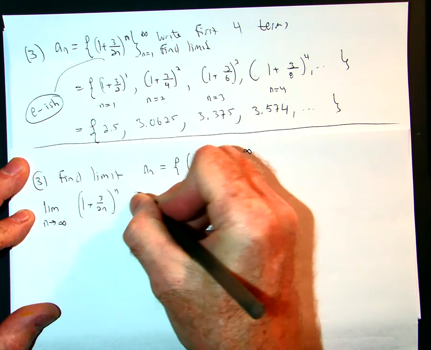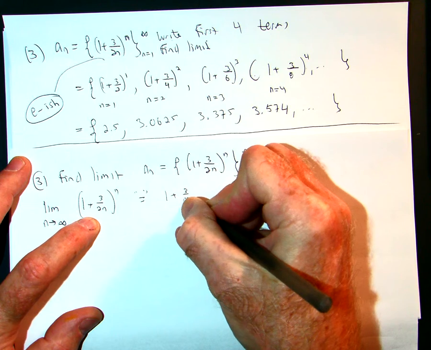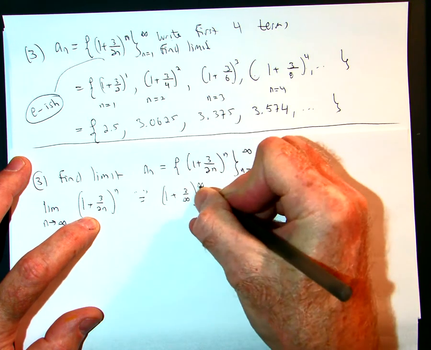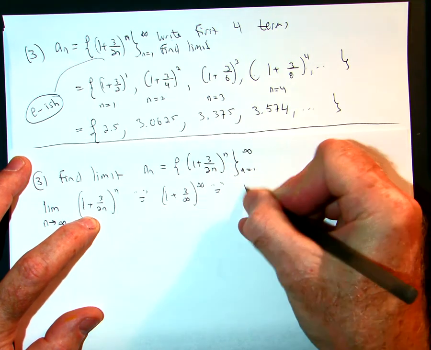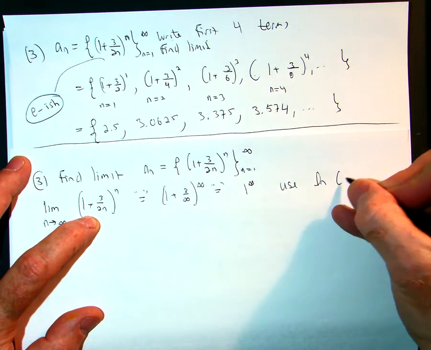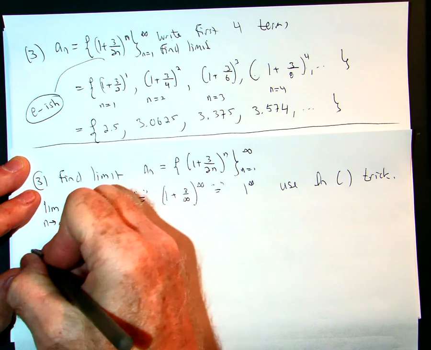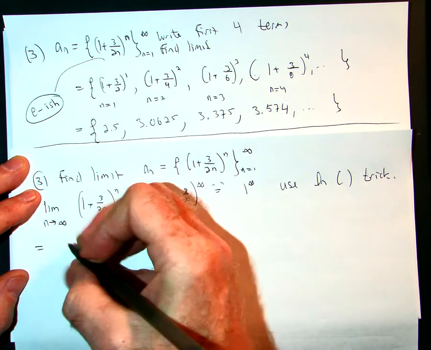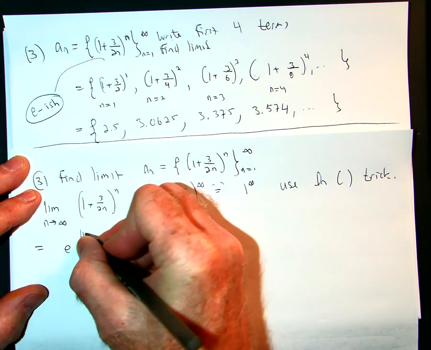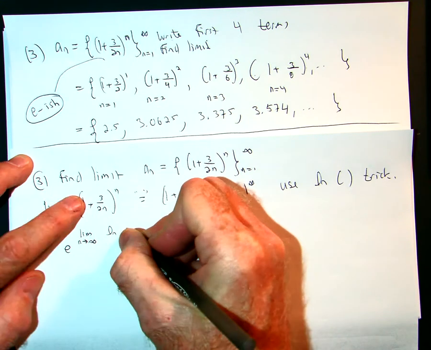And I plug in my numbers. I get 1 plus 3 over infinity to the infinity. That's 1 to the infinity. And if I look on my limit sheet, use the natural log trick. So I'll review that. That's why I did this problem. So this limit is equal to e to the limit as n goes to infinity of the natural log of this.